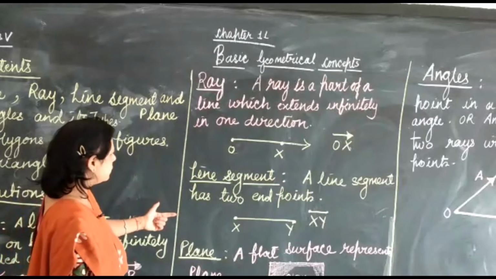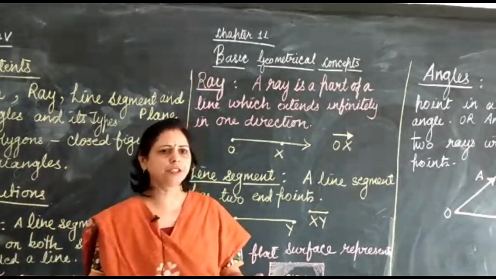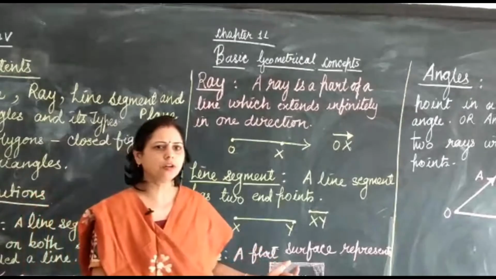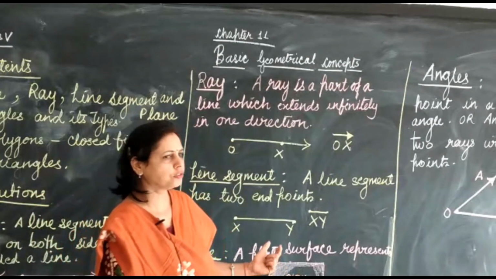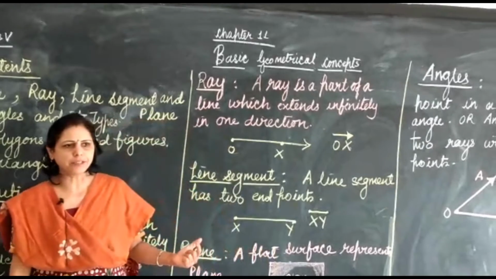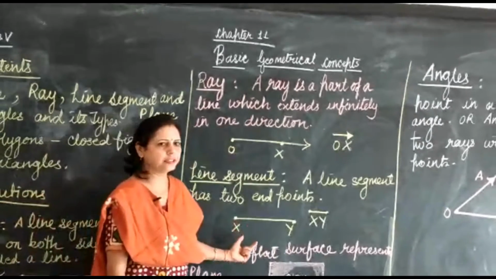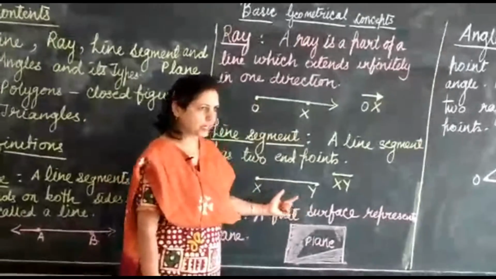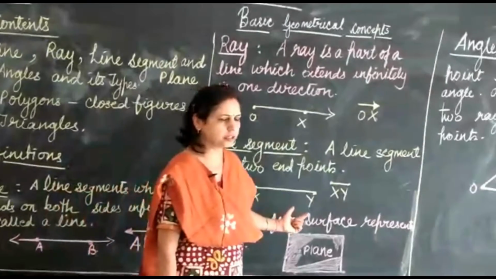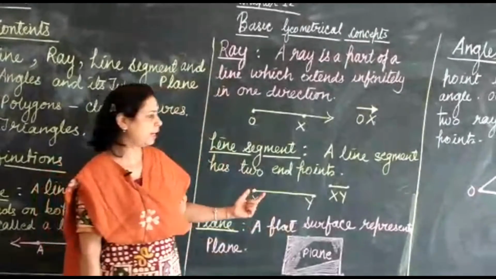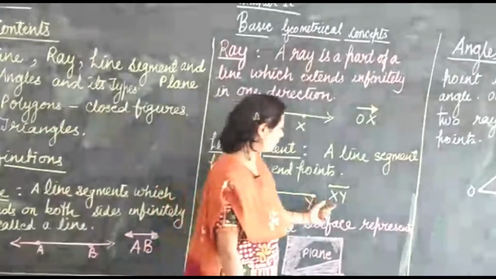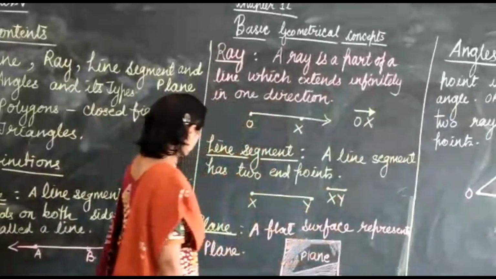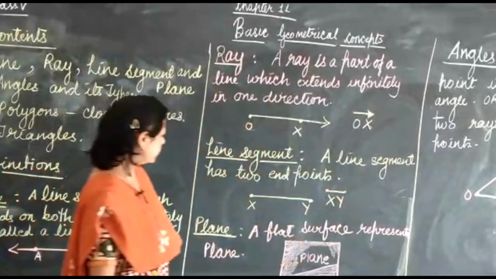Third is a line segment. A line segment has two endpoints, which means it is of fixed length. For example, when we draw a line of 2 cm or 3 cm or 3.5 cm, that fixed length line is called a line segment. Here is the example XY, which I have drawn as a line of 3 cm, where X and Y are the two endpoints of this line, and it is represented as XY with a bar on top, a line with two points at the ends.